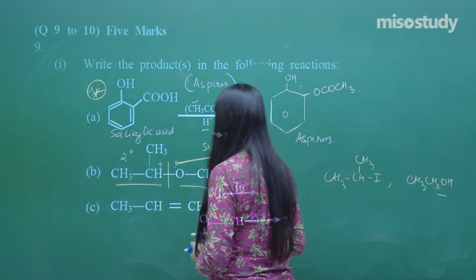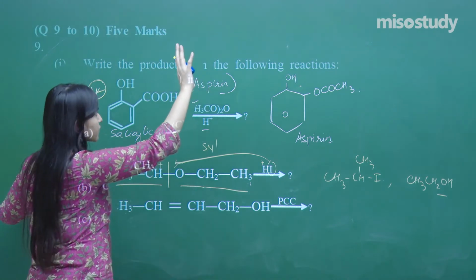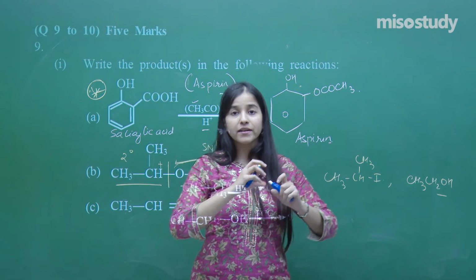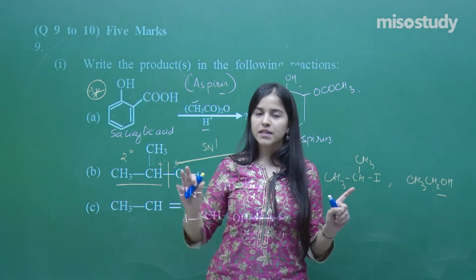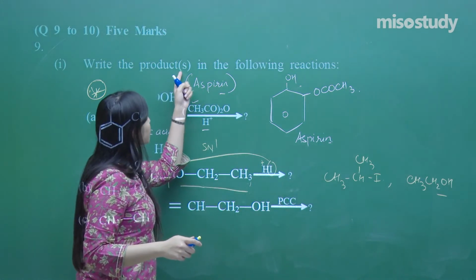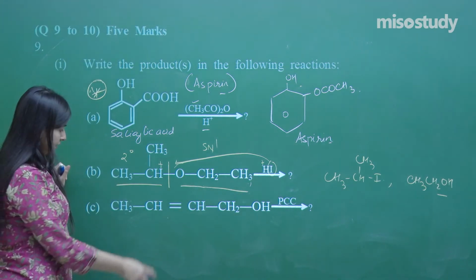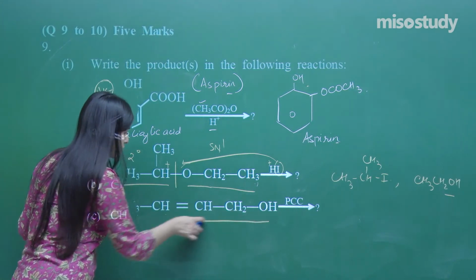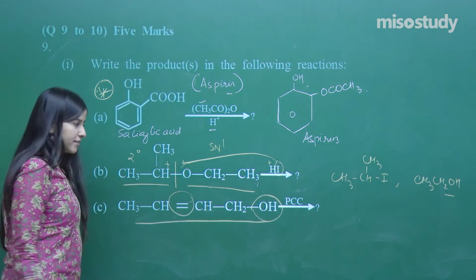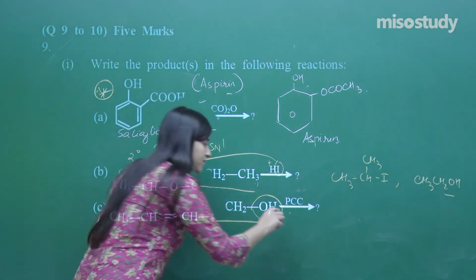Got it? Since they are asking to write the products in the following reactions, if more than one product is getting formed, then write it down, right? They're not asking only about the major one, but all the products. Product or products, it could be any. Fine. The last one. CH3CH2, okay. This is the compound having a double bond here, see? And an OH group. Fine. PCC, I just told you, pyridinium chlorochromate. It's a mild oxidizing agent.